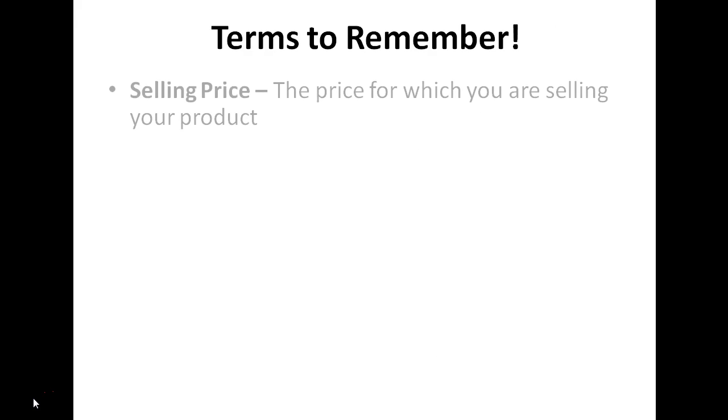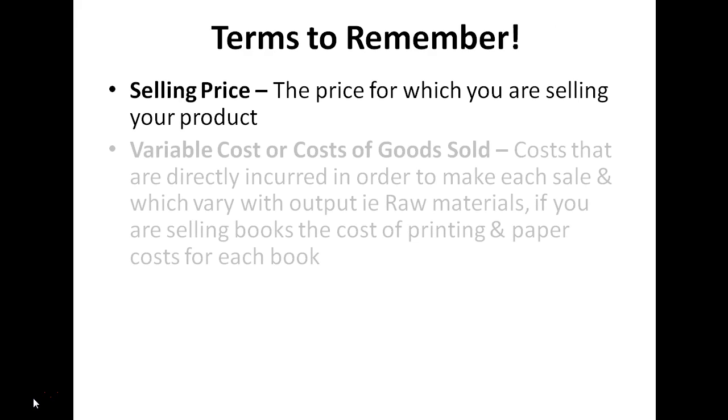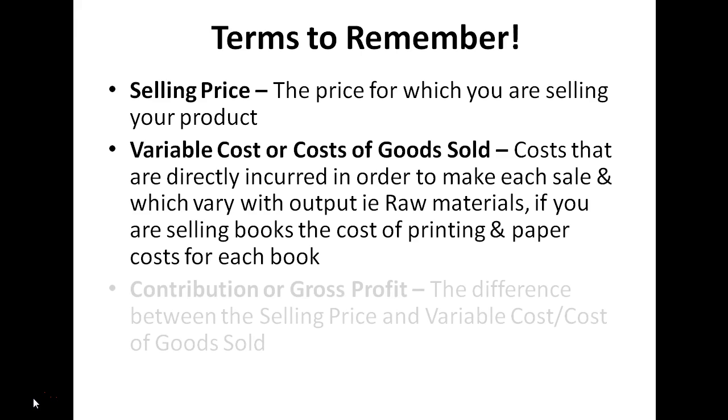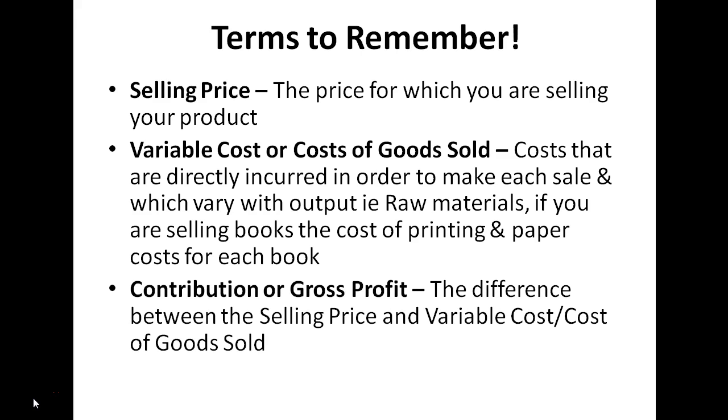So now, here are four terms you need to remember. The first one is your selling price, the price at which you are selling your products. The second one is the variable cost, or cost of goods sold, which are the costs that are directly incurred in order to make each sale, or which vary with output, i.e. raw materials. If you're selling books, for example, the cost of printing and paper costs for each book will be a variable cost, or cost of goods sold.